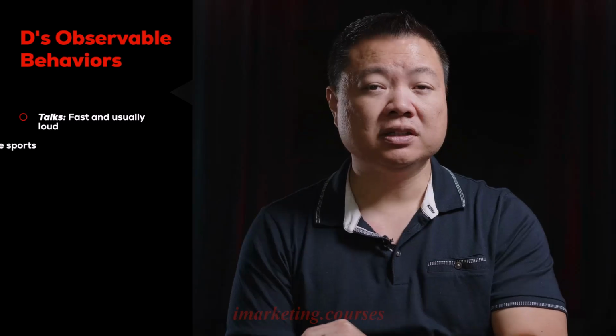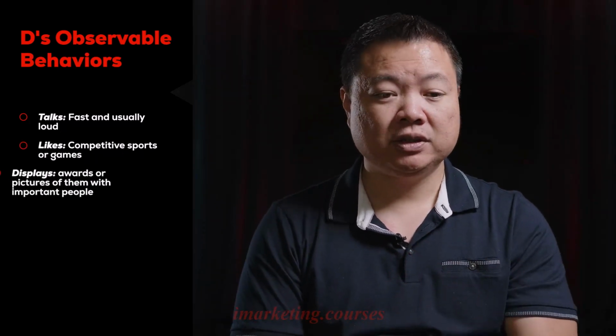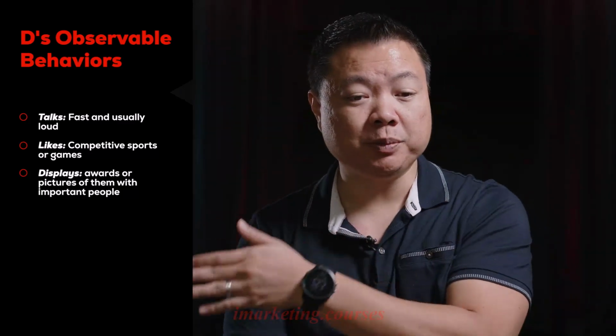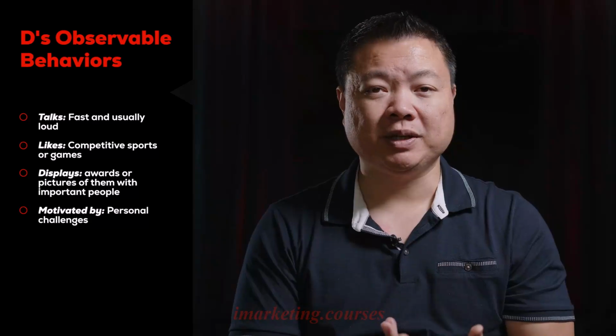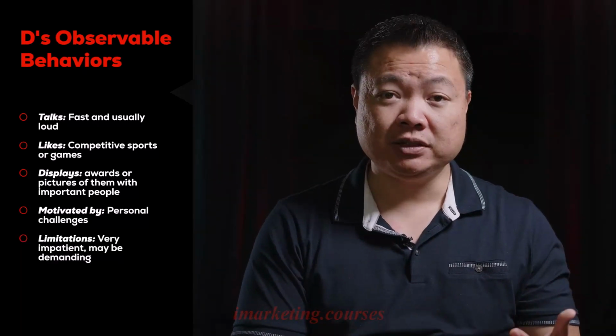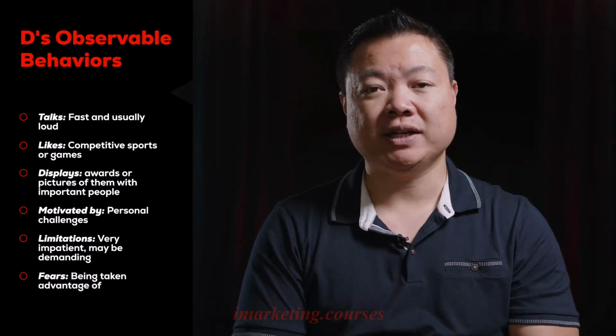They're going to talk fast, usually kind of loud. They're going to love competitions, sports, games. You're going to see awards or pictures of them with other people. They're really motivated by challenges. That's what really gets a D out of bed. They're going to be very impatient, they can be demanding, and their biggest fear is being taken advantage of.